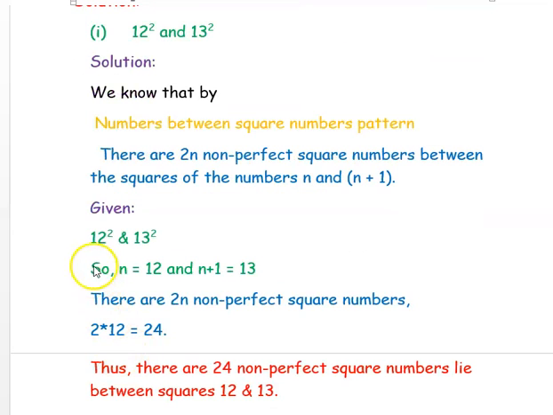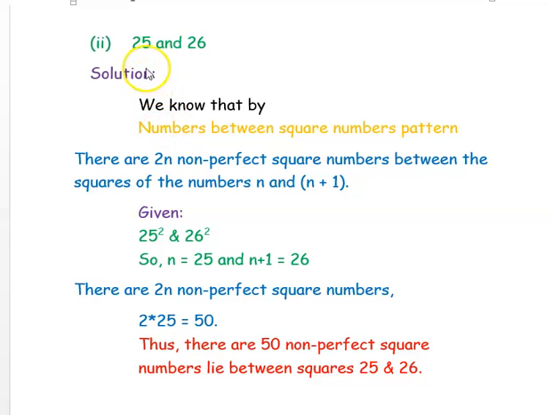So first question given is 12 square and 13 square. So here we are considering n equal to 12 and n plus 1 equal to 13. So we know that there are 2n non-perfect square numbers that lie between 12 square and 13 square. So here the first number n is 12. So 2 times 12, which is equal to 24. So thus we can say that there are 24 non-perfect square numbers lies between squares of 12 and 13.